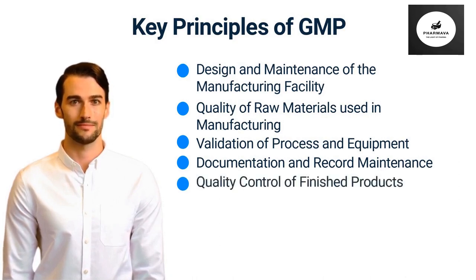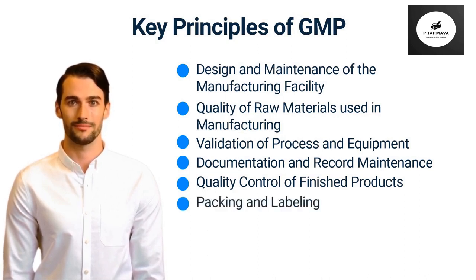Fifth is quality control of finished products. Finished products must meet the required quality and standards. Finished products must be tested by a quality control laboratory before releasing for distribution. Sixth principle is packing and labeling. Packing and labeling of the products must be accurate and must have all necessary information printed on it.